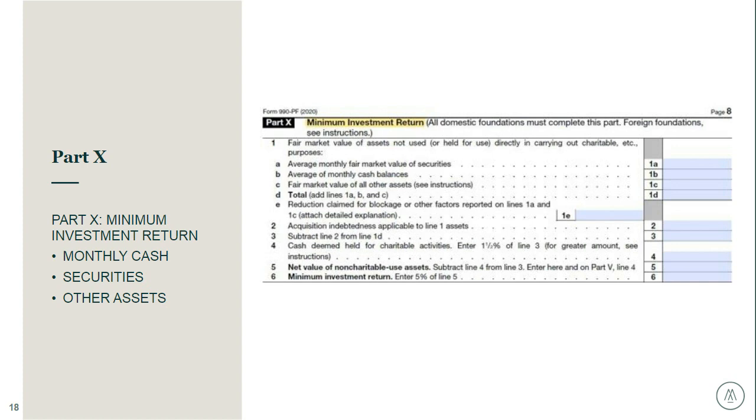Now, the reason we don't see it as often is that it could create unrelated business income issues to have debt on an investment, a real estate investment asset. It could create self-dealing issues depending on if that debt was on it when it came into the foundation. But not to say that it's not out there. You know, we definitely have some private foundations where that exists, but I wanted to point that out.